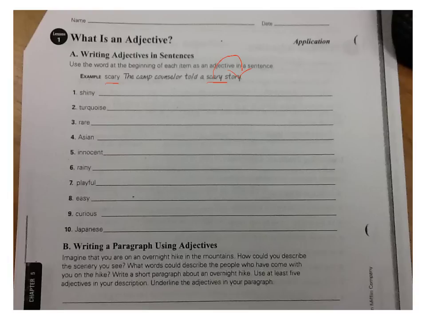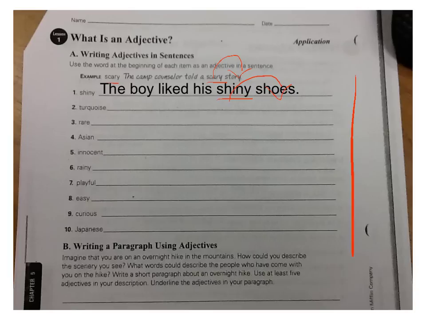Here, I'll do one for you on number 1. My job here is to use the word shiny to modify some other word. So here we go. Here we have: the boy liked his shiny shoes. In this case, the adjective shiny is modifying shoes. Go ahead and fill out the rest of these in the same fashion, and when you finish this page, move on to the next one.